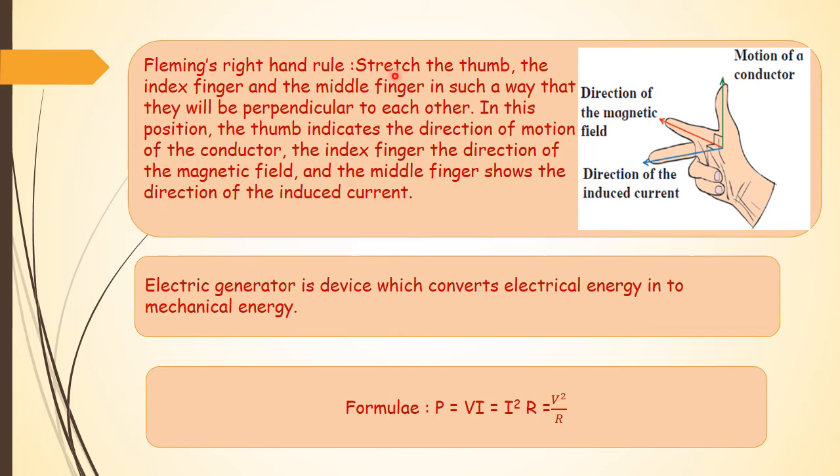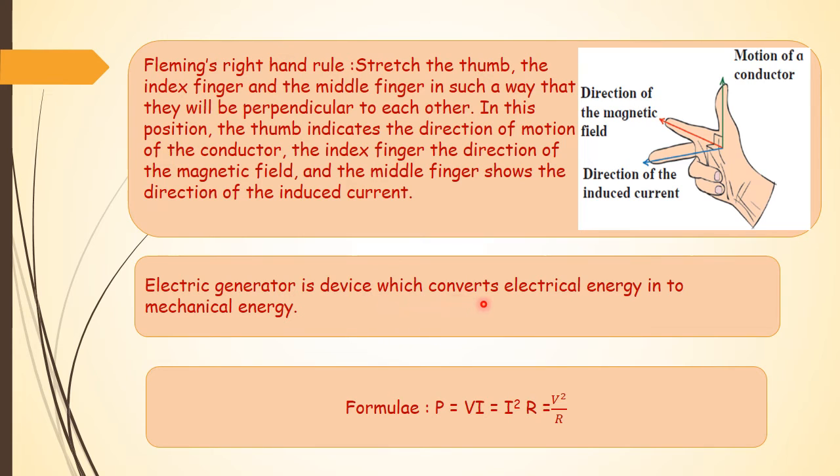This rule says, stretch the thumb, the index finger and the middle finger in such a way that they are perpendicular to each other, like this. In this position, the thumb indicates the direction of motion of the conductor. The index finger is in the direction of the magnetic field. Then the middle finger will give you the direction of the induced current over here. Now the electric generator works on this principle.